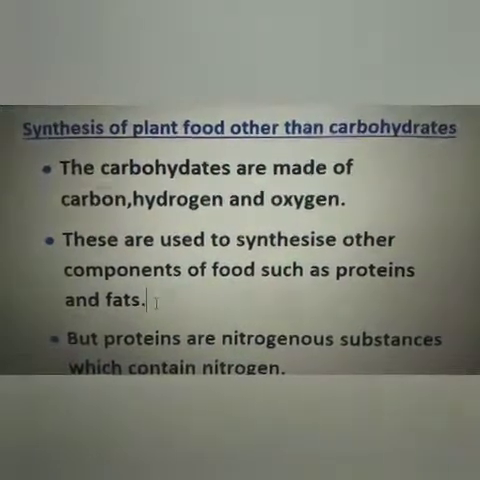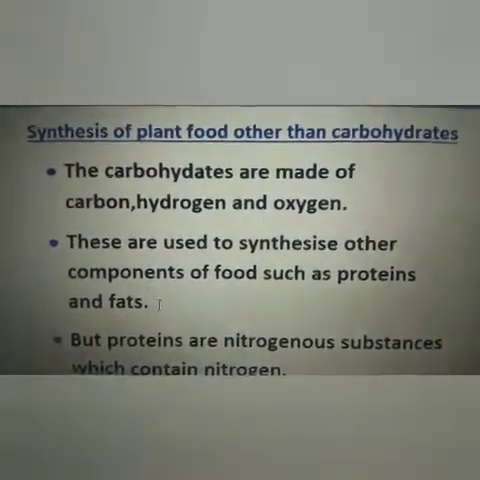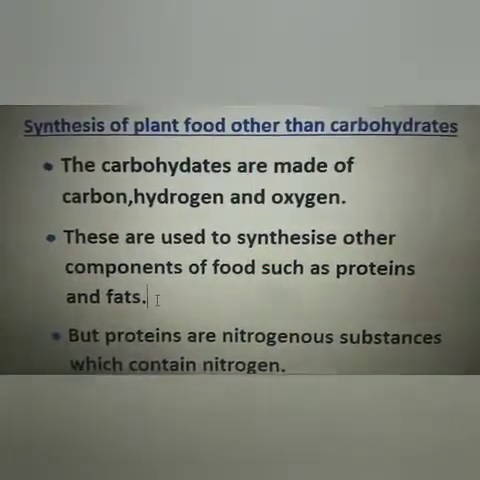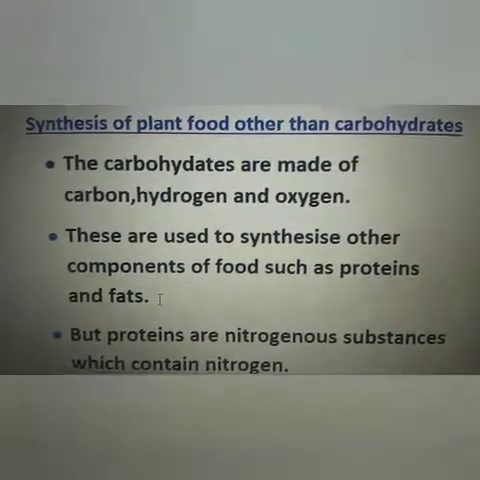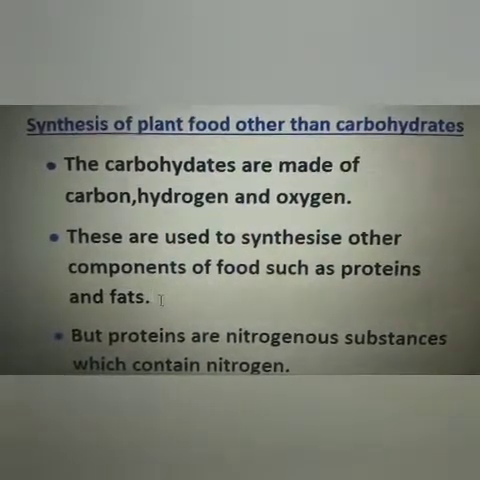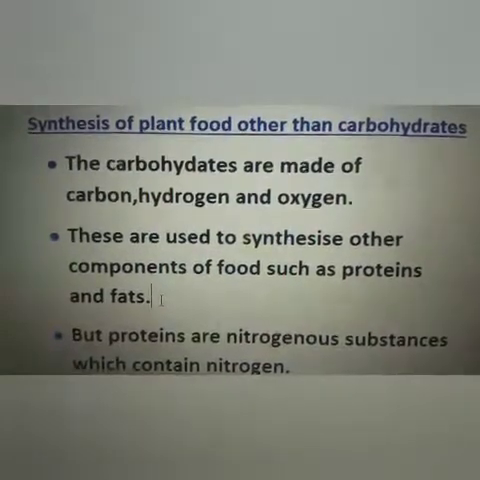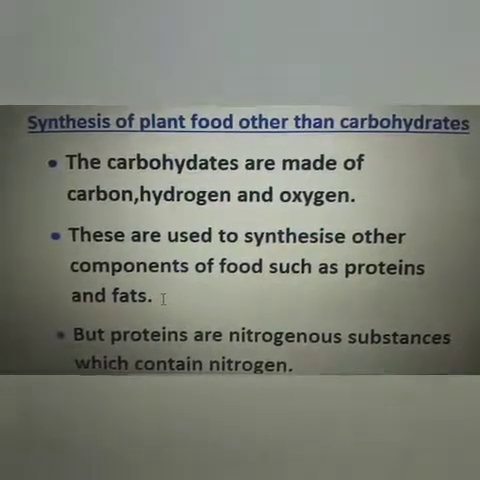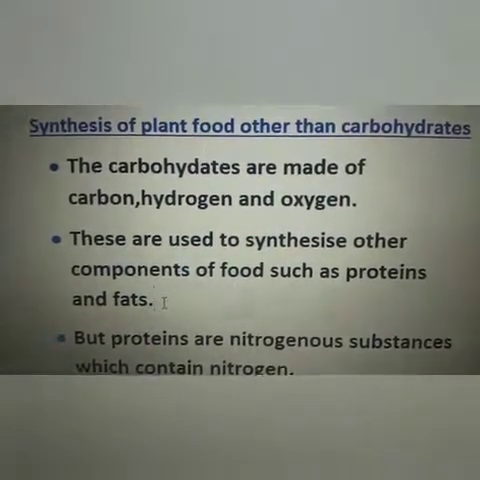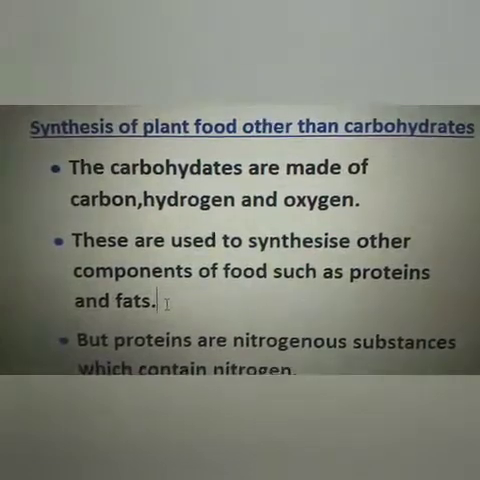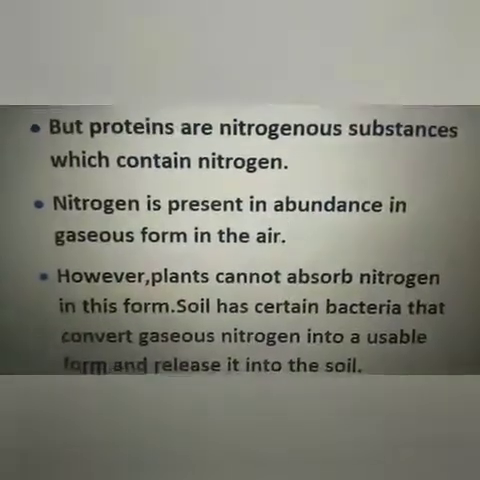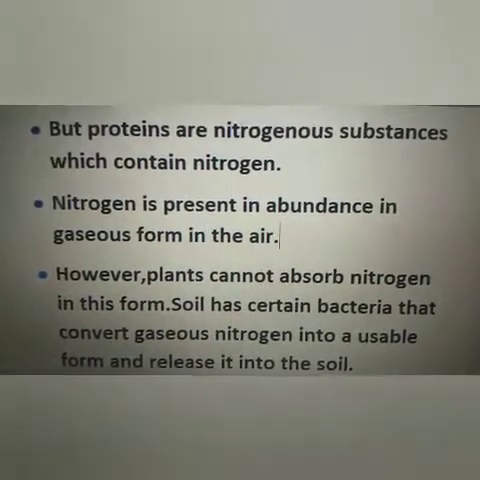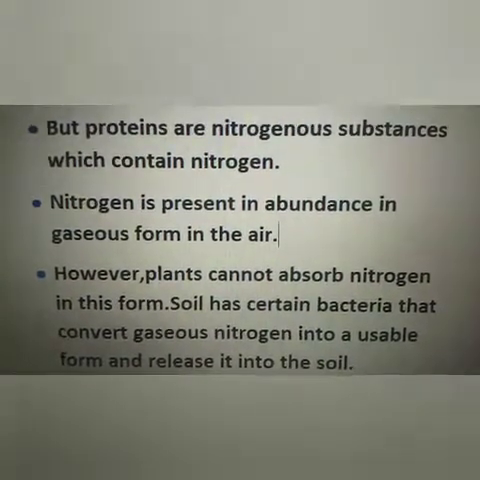Now let's move to another topic, that is synthesis of plant food other than carbohydrates. Now we have just learned that plants synthesize carbohydrates through the process of photosynthesis. So the carbohydrates are made up of carbon, hydrogen and oxygen, and these are used to synthesize other components of food such as proteins and fats. But these proteins are nitrogenous substances which contain a large amount of nitrogen.